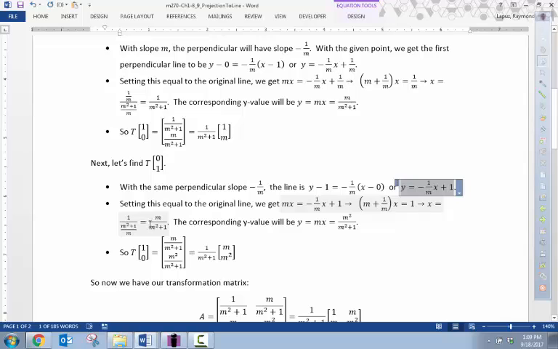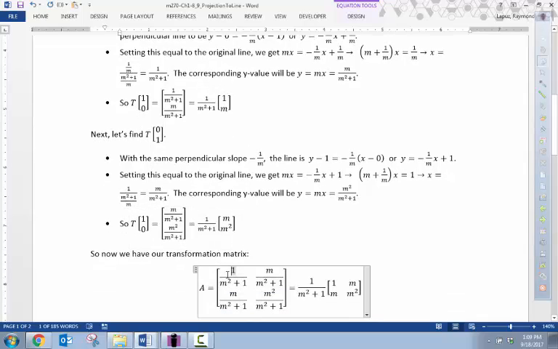And so I found the x value again. The x value in this case is m over m squared plus 1, which happens to be the same as the y value from the previous one. And then the y value for this one is m squared over m squared plus 1. So now this is going to be my second column.